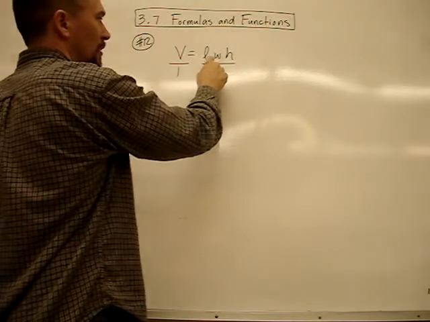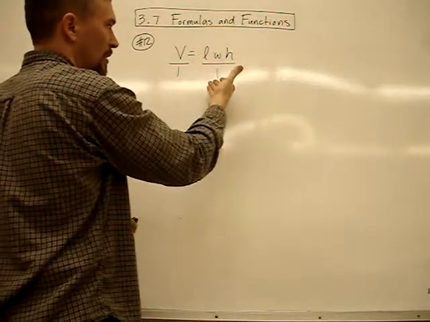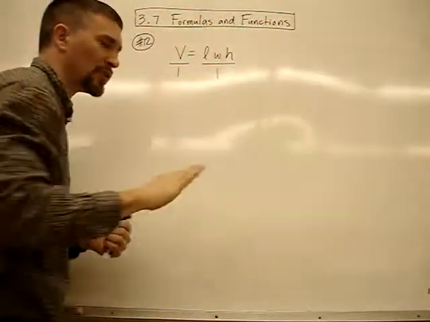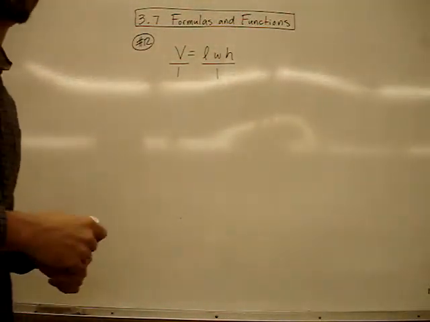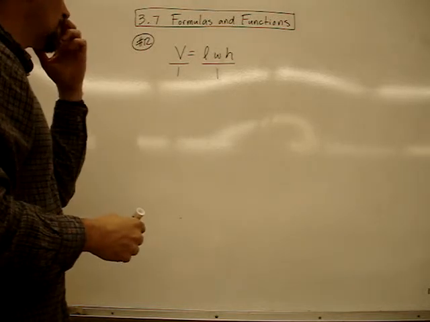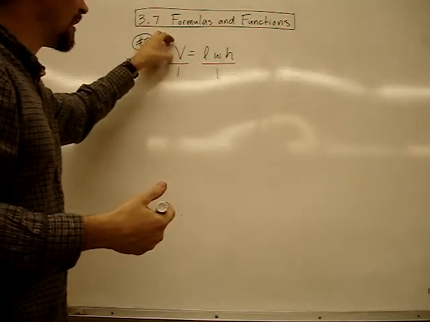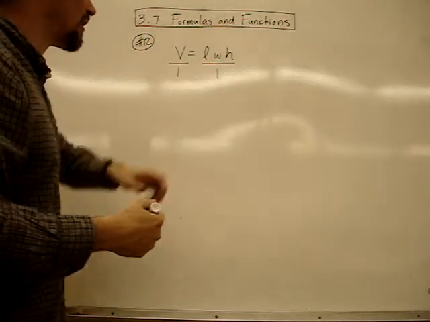Same with this, L times W times H is just over 1. So that mass divided by 1, it's still just that. It's not rocket science at this point. So the reason I put it over 1 is to create levels, like fractions, so that there's levels.